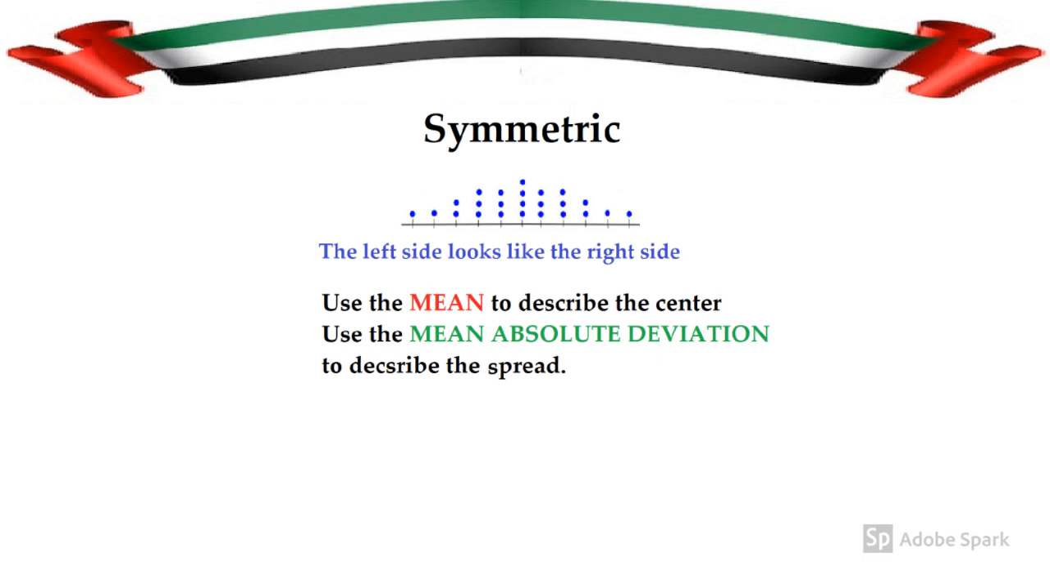In data distribution, we have two types of data. One is symmetric, when the left side looks like the right side. And we're going to use the mean to describe the center if it is symmetric. We also use the mean absolute deviation to describe the spread of the data.